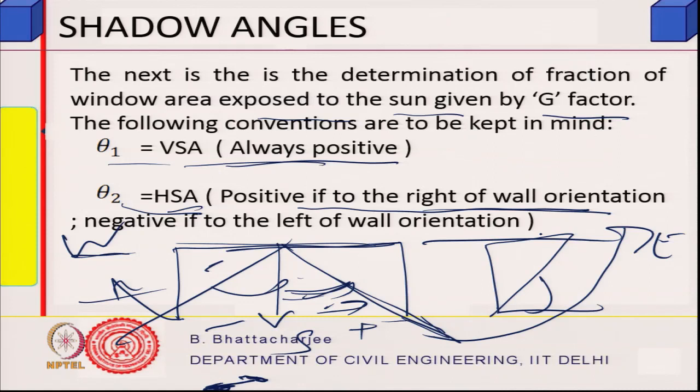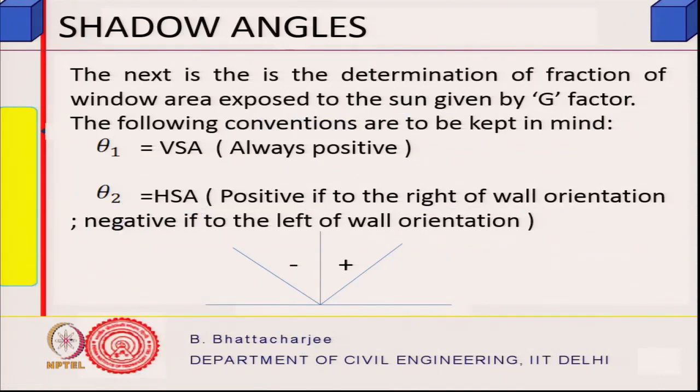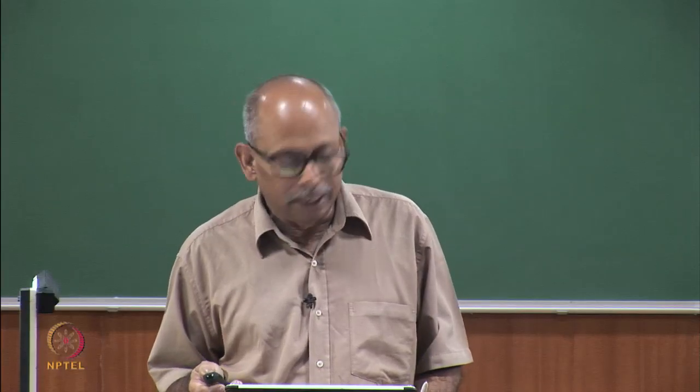So, that is what it is, positive and negative as shown here. So, this is positive and negative, that is how we are defining it. If it is right of the wall, then it is positive, left of the wall, then it is negative.